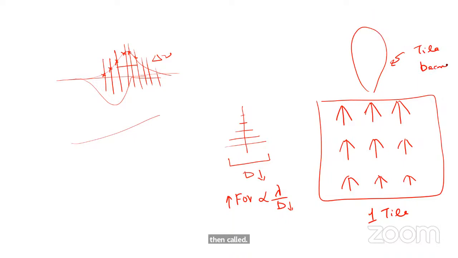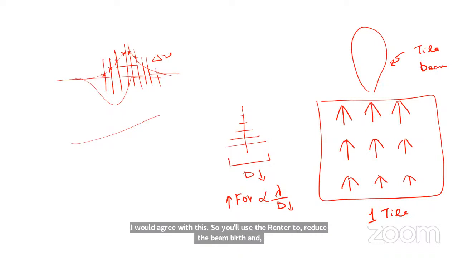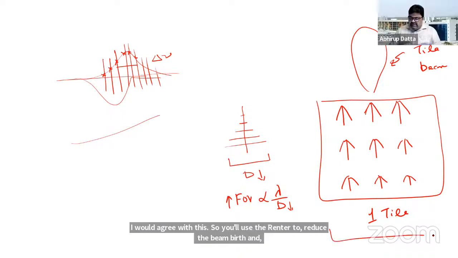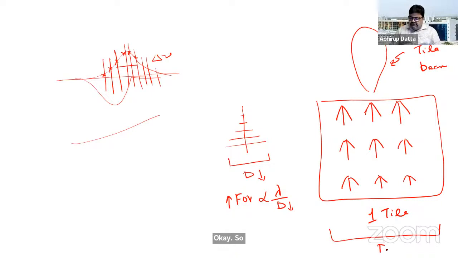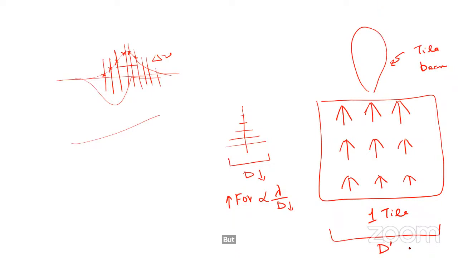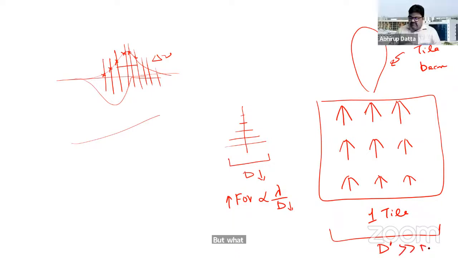Sir, I would agree with this. So you'll use the array antenna to reduce the beam width and equate it to the dish antenna at lower frequency. But now this becomes your dish. Yes. Okay, where this D is much higher than the other D, and so you have a reasonable size. Because for a single dipole, the beam is like horizon to horizon, right? It spreads over the entire sky.